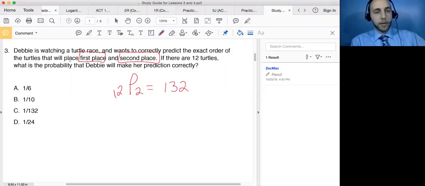And now it wants a probability that she will make her prediction correctly. So her correct prediction would just be one choice out of the total 132 possible arrangements of these 2 first place and second place turtles out of the 12 turtles. So you pick letter C.